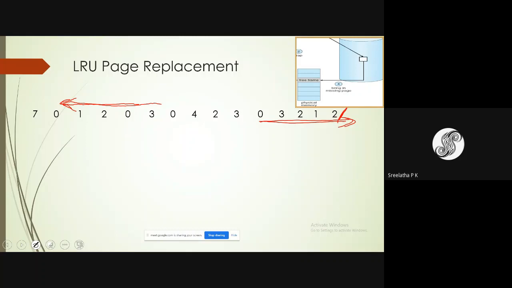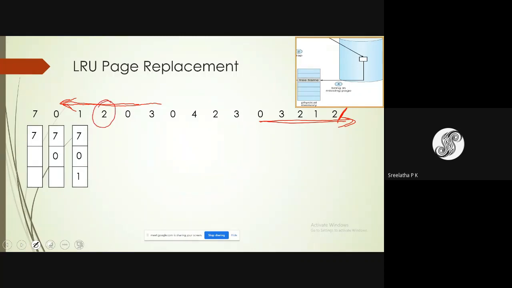So initially the frames are empty, and page 7 is a page fault, 0 is a page fault, 1 is a page fault. Next, page 2 is required. So check which was used recently. 1 was used recently, block it. 0 was used recently, block it. And page 7 is selected as the victim page, and page 2 is stored there.